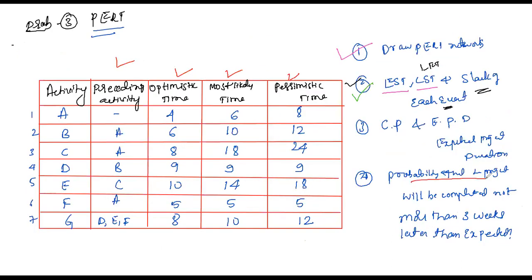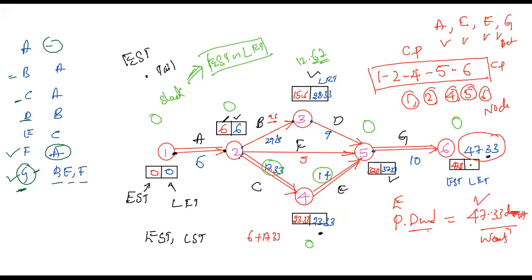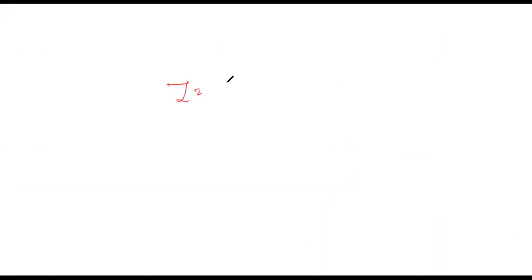This is the probability of completing the project not more than 3 weeks later than the expected time. So what is the expected duration? Just now we calculated, that is 47.33. Now the formula we know: Z is equal to TS minus TE divided by sigma. To calculate sigma there is a formula, using the activities that come on the critical path.